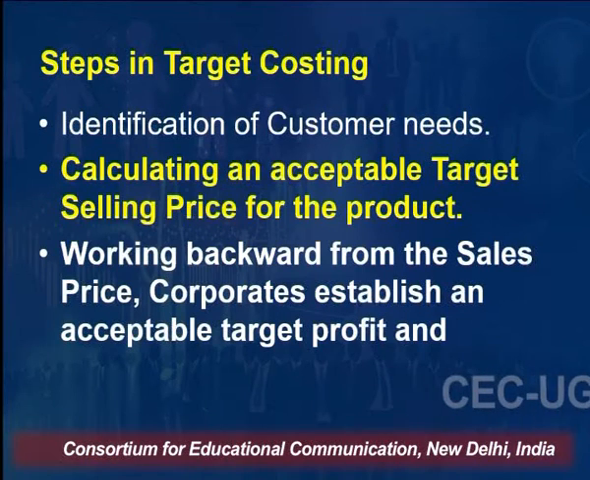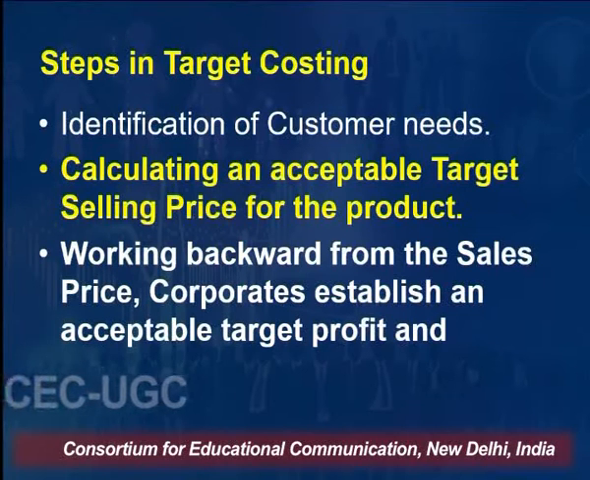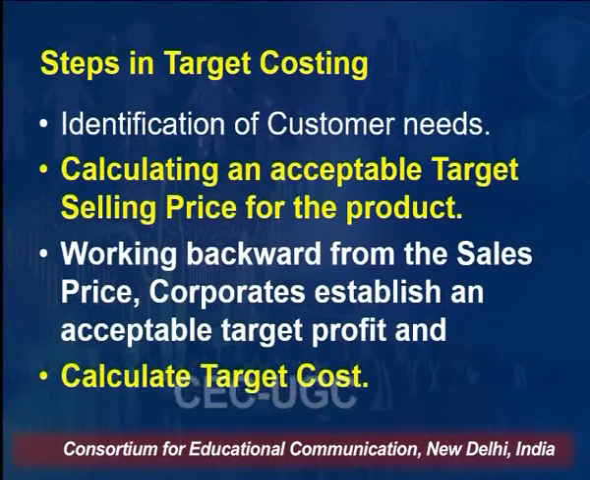survey. Or, if you don't feel like going for a market survey, you can also resort to the price of those products which are being floated in the market by the competitors and are acceptable to customers. So you can calculate an acceptable selling price for the product, and once we are aware of the acceptable selling price for a given product specification, working backward from the sales price, companies can establish an acceptable target profit, and eventually they can calculate target cost.